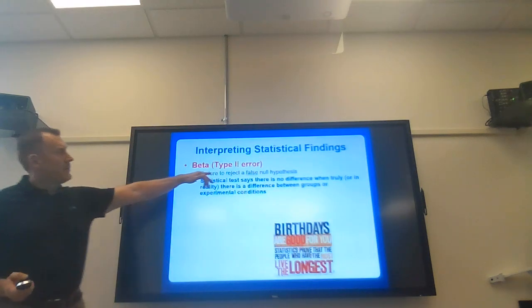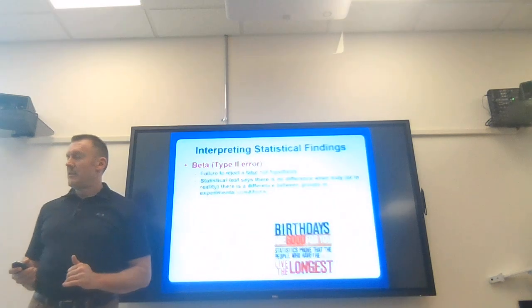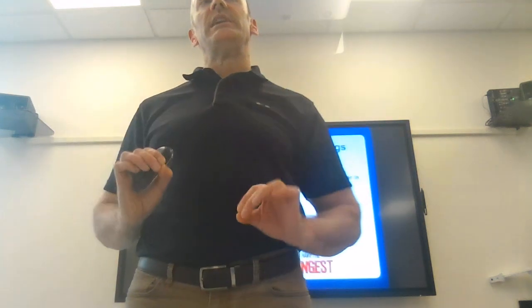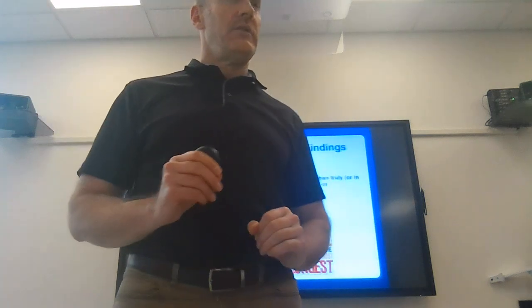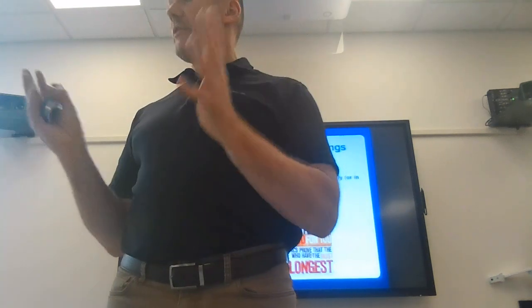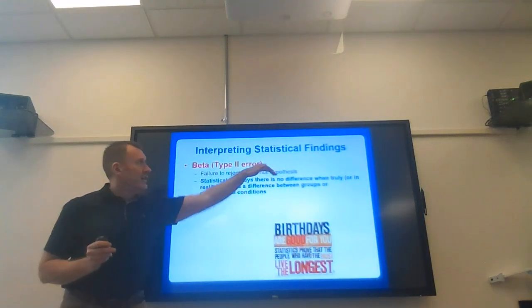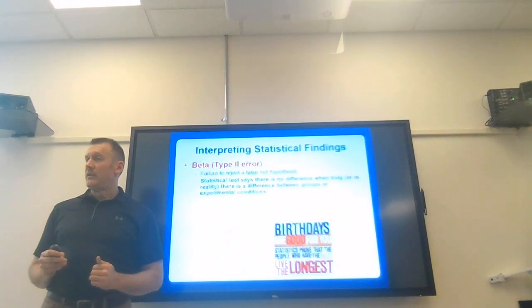So think about this, failure to reject a false null hypothesis. If in reality the null is false, what does that mean for differences between conditions? The null hypothesis says there's no difference, but if the null is false, there are differences. So failure to reject the null hypothesis would give you a type 2 error.